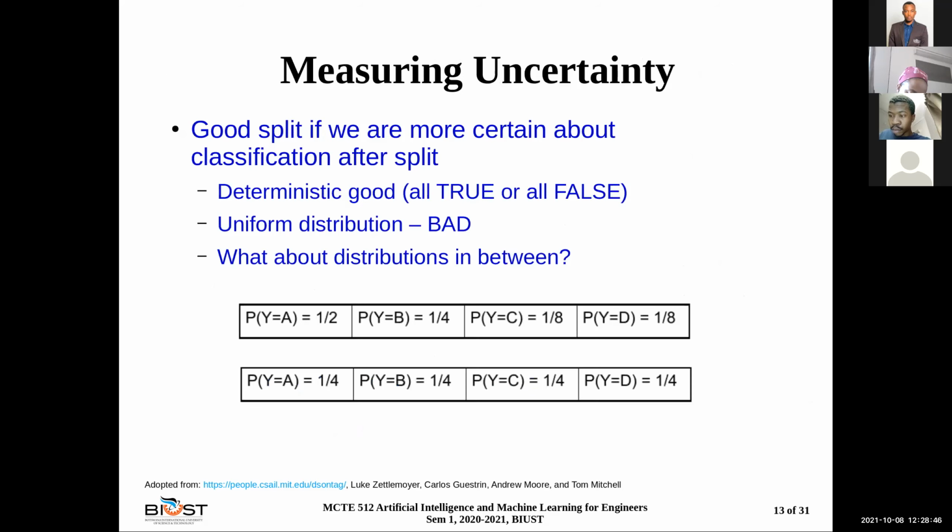Now, how do we measure this uncertainty? A good split is one where you are certain about a classification after the split. After we split, things will be more deterministic, that means we will be more and more comfortable, more and more sure about our decision.